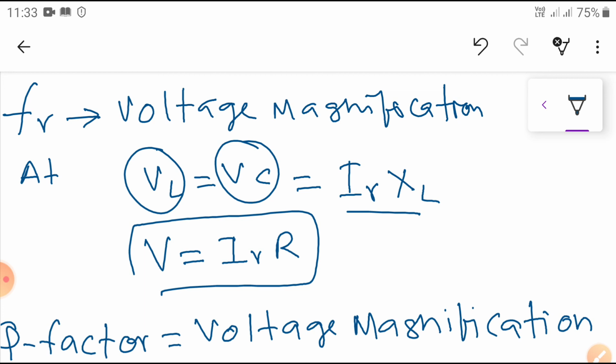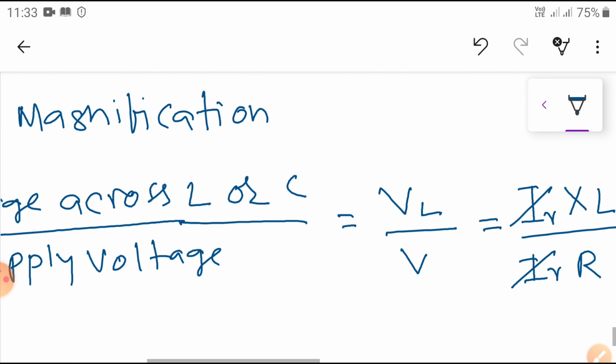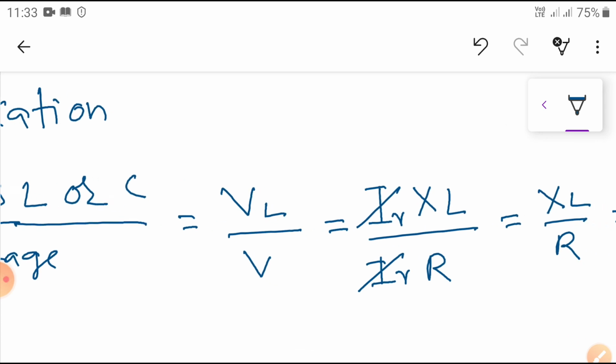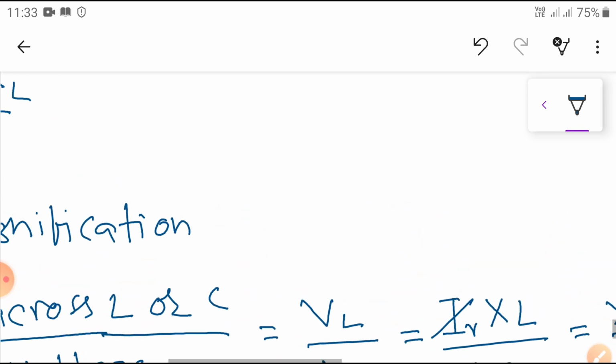Whatever the supplied voltage applied across the wholly resistive circuit, this is the supply voltage. So the quality factor is defined as the ratio of the voltage across the inductive or capacitive circuit to the supply voltage, that is VL by V. Substituting this value, we get the quality factor. Okay, so this is the quality factor, dear students.